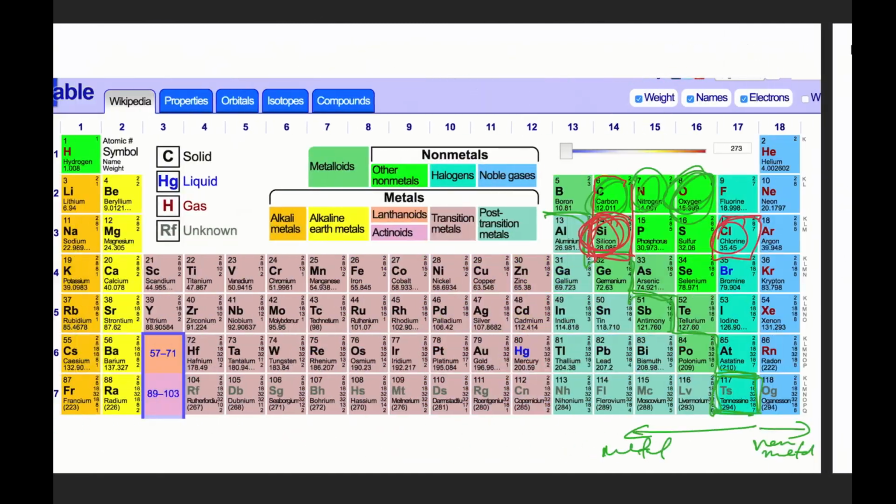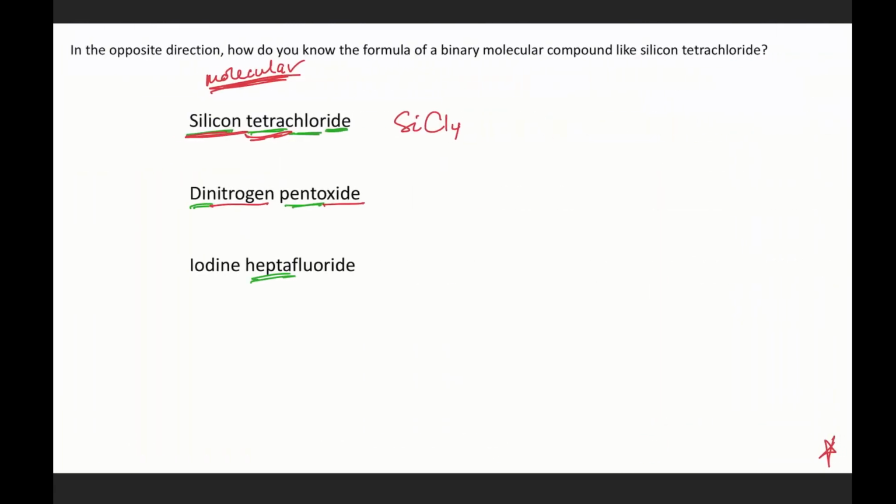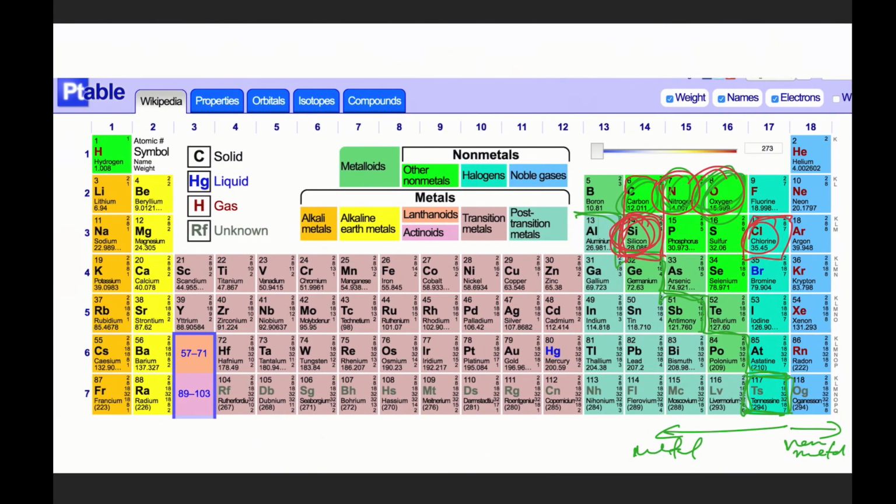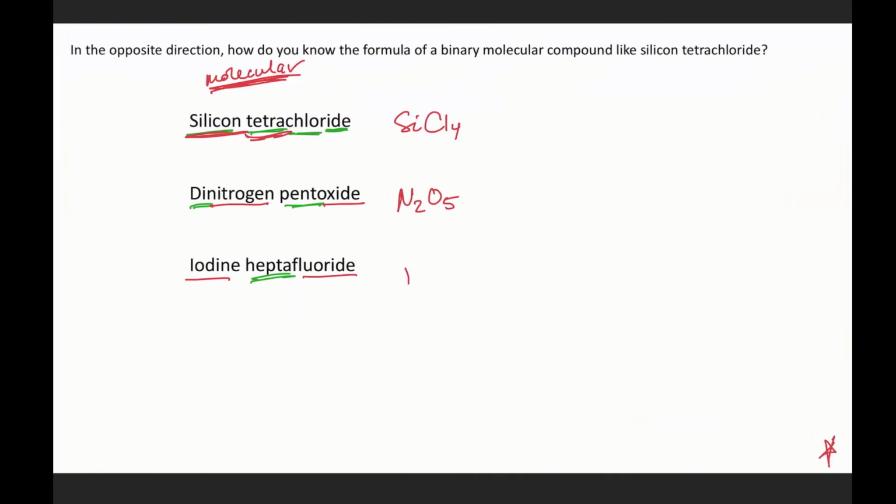Here, nitrogen and oxygen. So we go find nitrogen and oxygen. Ooh, molecular. So just write what it says. This says 2 nitrogens and 5 oxygens. Iodine heptafluoride. So we'd see iodine and fluorine. Iodine is here, fluorine is here. So again, 2 nonmetals. So we'll just write what it says, which is 1 iodine and 7 fluorines. So again, ide just means binary. Ide doesn't mean ionic or molecular. Ide just means binary. So then we need to figure out, is it metals and a nonmetal or just nonmetals? And then we can figure out the naming from there. Does that make sense?